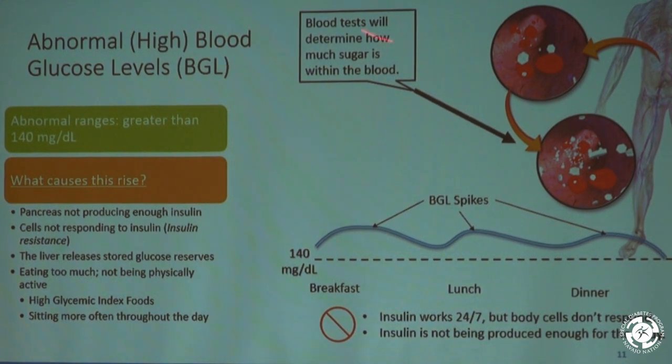So it says here, blood tests will determine how much sugar is within the blood. And you can see here, so here's like 140, and then it kind of goes high, goes up, goes down. And this all happens depending on the types of foods that we eat.